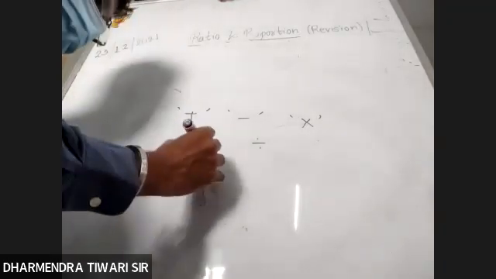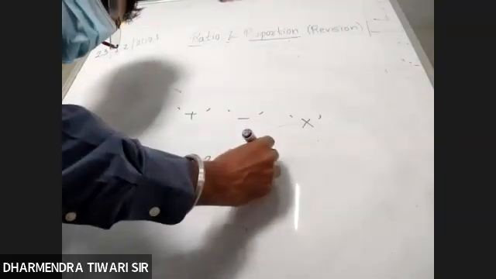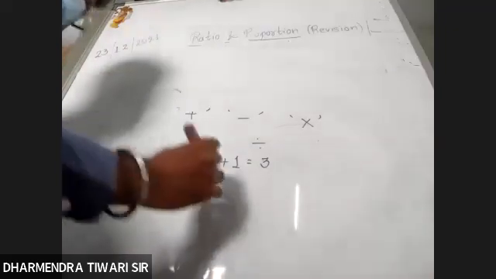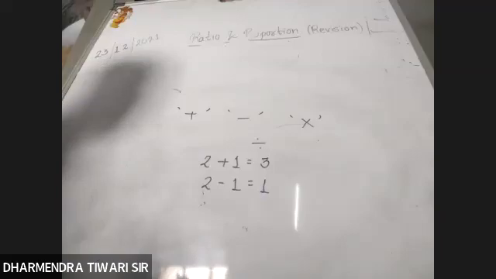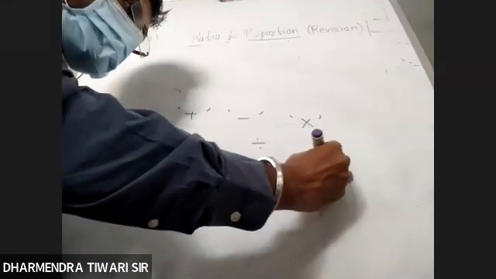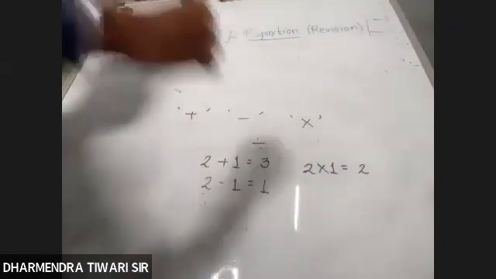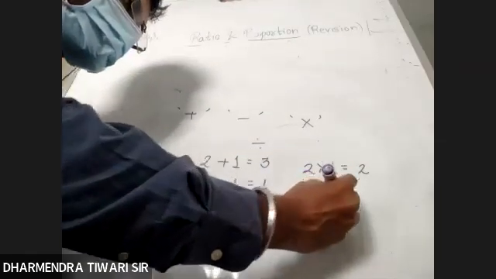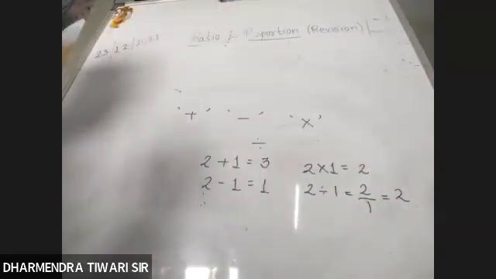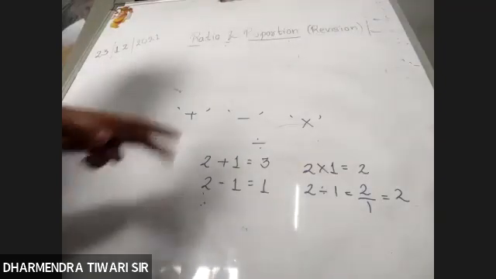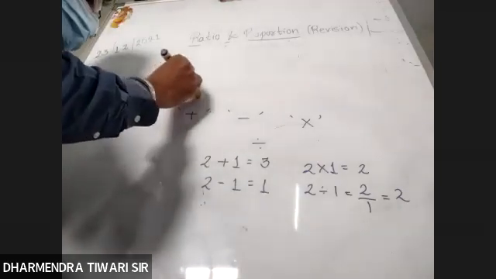For example, if I give you 2 plus 1, you know that the answer is 3. If I ask you to do 2 minus 1, then the answer is 1. If I ask you to do 2 into 1, then the answer is 2. If I ask you to do 2 divided by 1, meaning 2 by 1, the answer is 2. So this is operation on numbers. Similarly, we are going to apply operations on ratios.